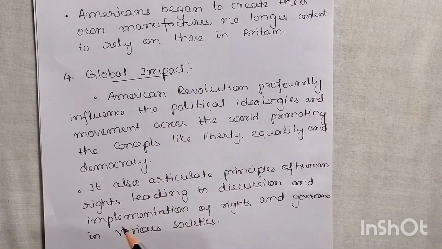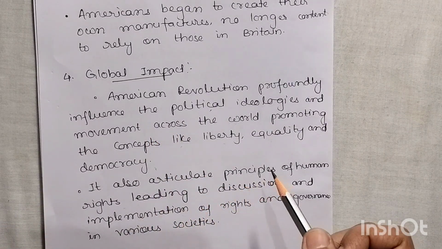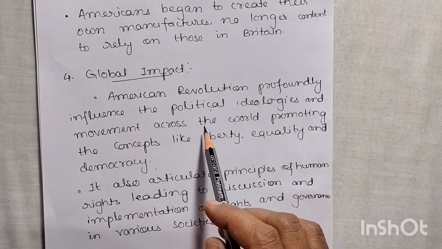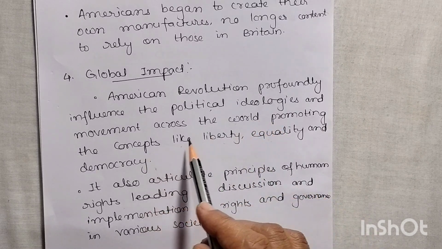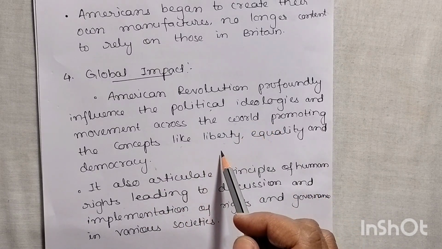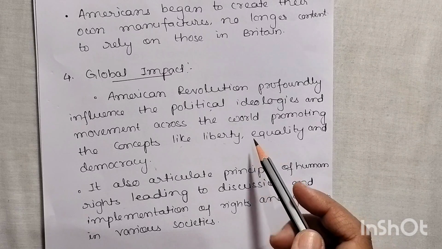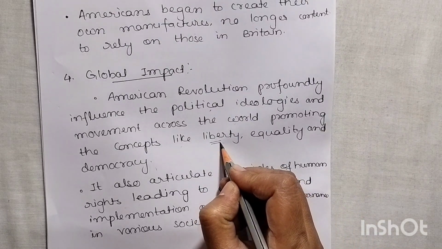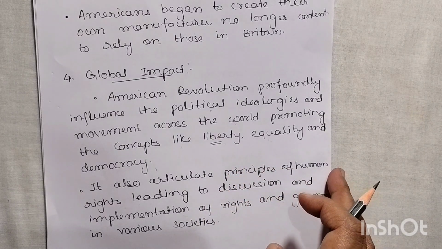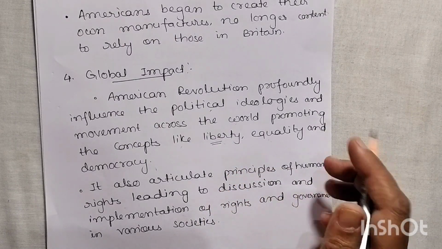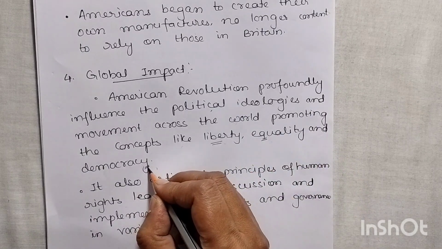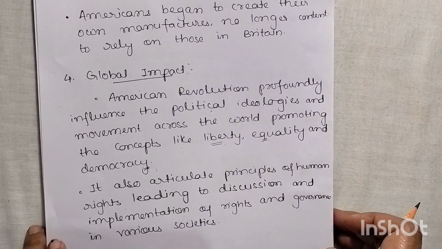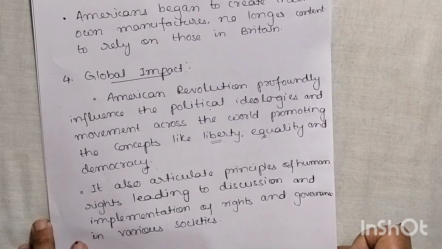Finally, global impact. So what was the global impact due to the American Revolution? The American Revolution profoundly influenced the political ideologies and movements across the world, promoting concepts like liberty, equality and democracy. So due to the American Revolution, around the world, the concept of liberty, that is the state of being free from oppressive restriction, then equality and democracy, that is the formation of government, where you are a part of that. So this concept has been widely promoted around the world due to the American Revolution.